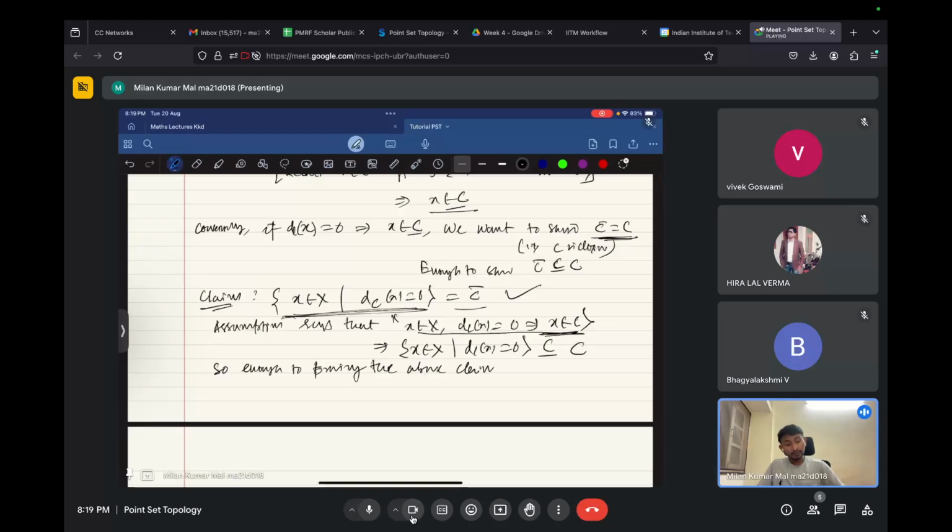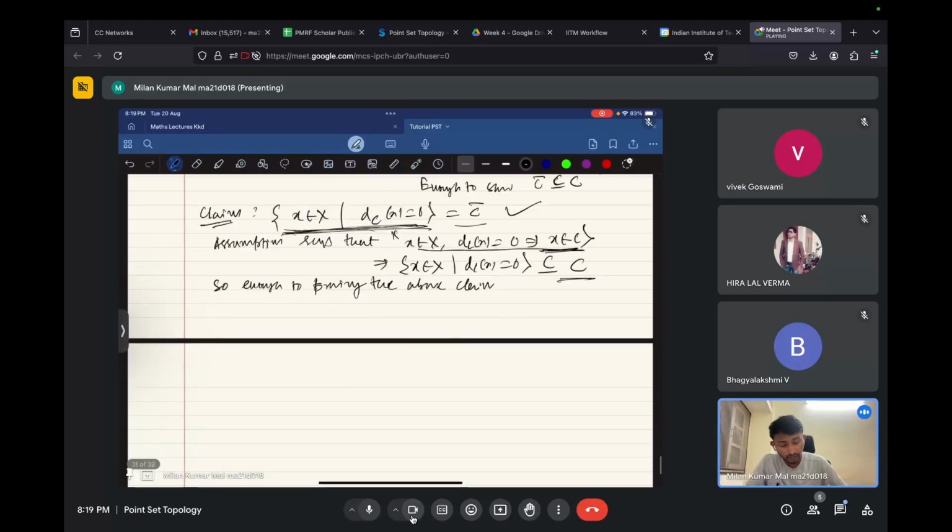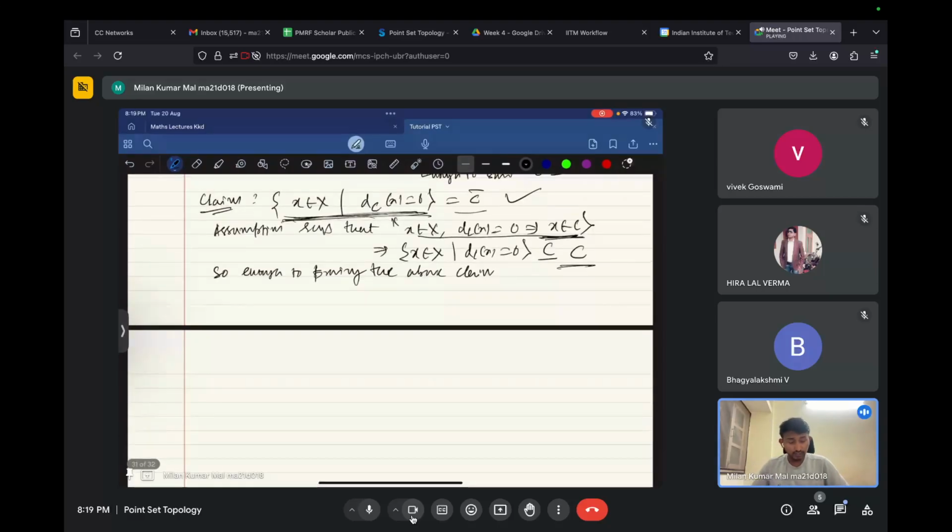Now this particular condition is nothing but this particular set. That means this set is a subset of C. But if I can prove that this set is nothing but C closure, that means C closure is a subset of C, and this is the same thing. So now I will prove the claim: x belongs to capital X such that d_C(x) equals 0 if and only if x is in C closure. That is what I have to prove.